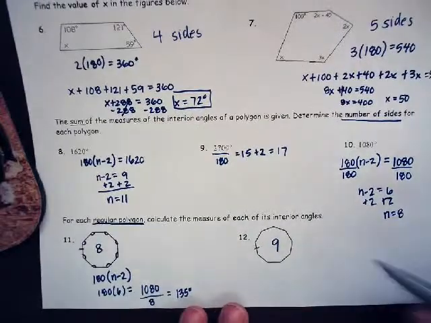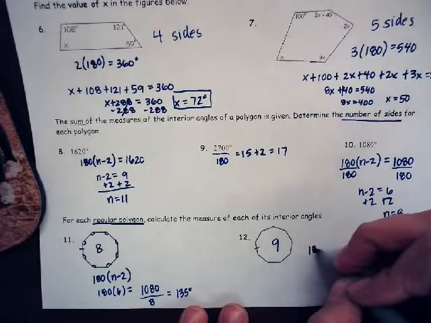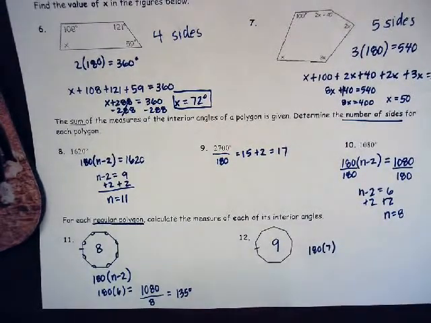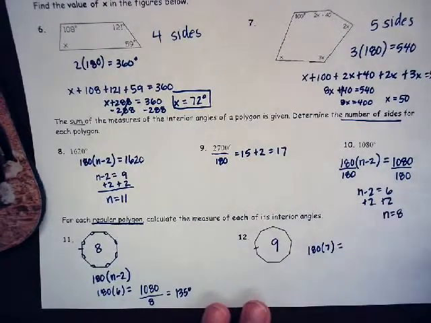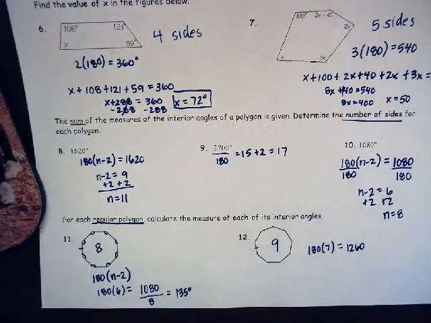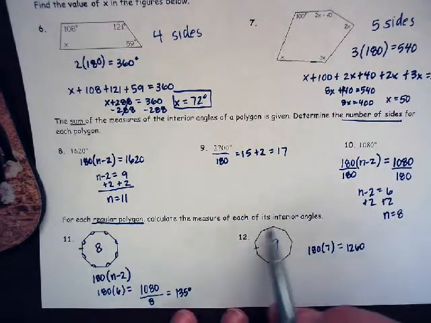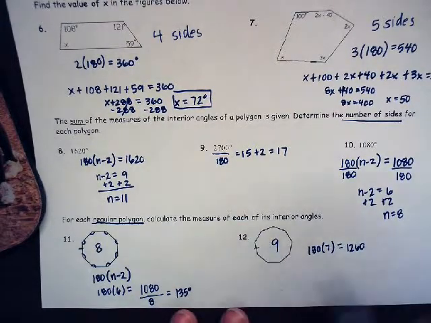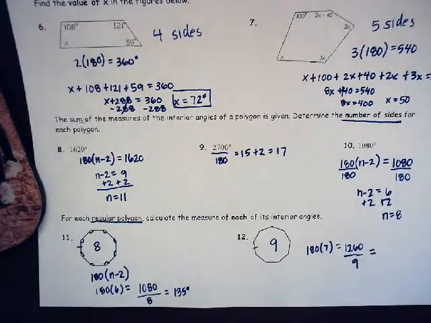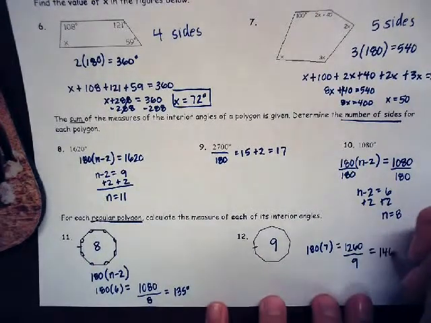Let's try the same with a 9-sided figure. So I'm going to have 180 times 7, right? Kind of took a shortcut there, equals 1,260. There's 9 angles, so I get to divide them up equally. So if I divide this by 9, 1,260 divided by 9 is 140 degrees.